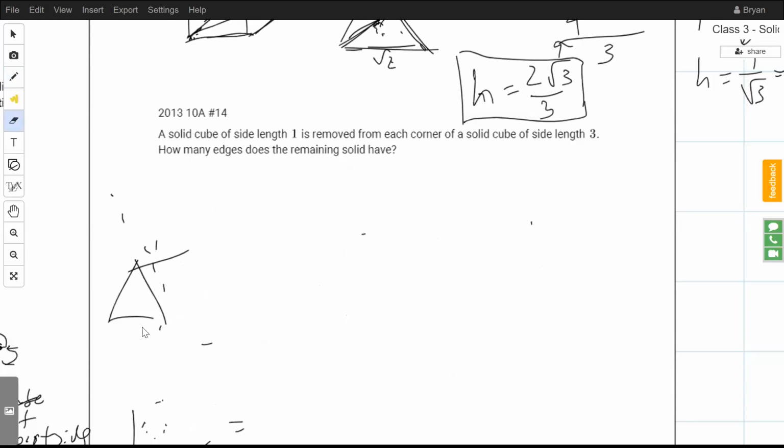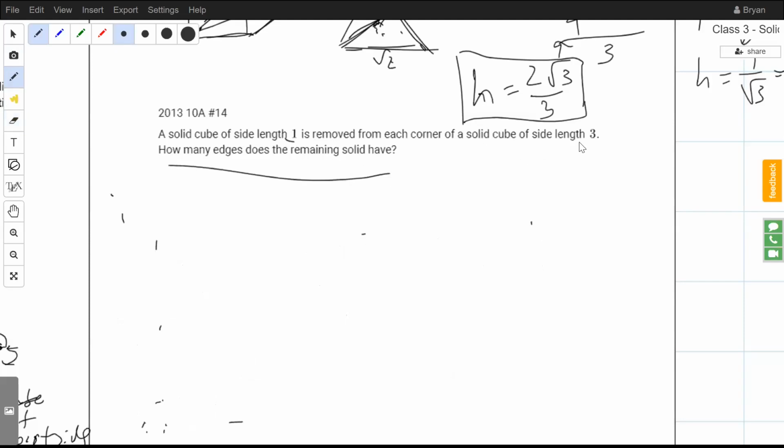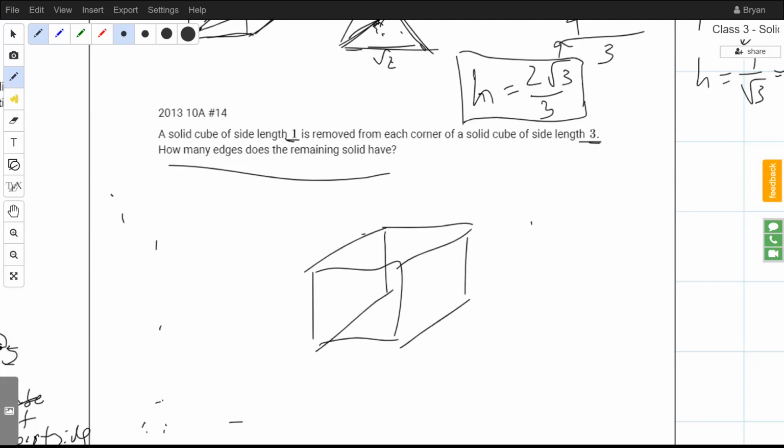Anyway, this problem: a solid cube of side length 1 is removed from each corner of a solid cube of side length 3. How many edges does the remaining solid have? First thing you should notice about this problem is that these side lengths are not entirely relevant, because when you take away the side length 1 and the whole thing is 3, it's not like anything will, I'll just draw it. But since 1 is less than half of 3, it really does not change much.